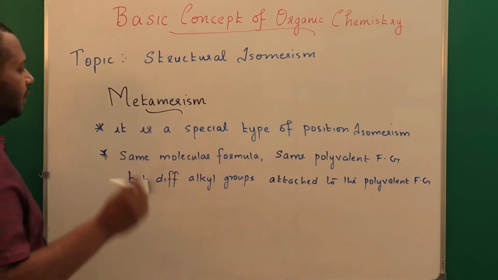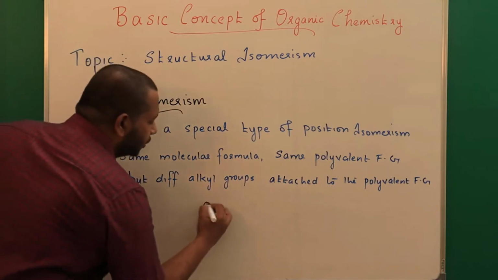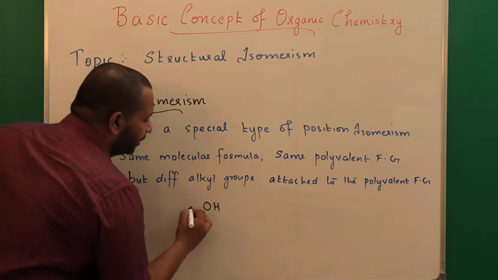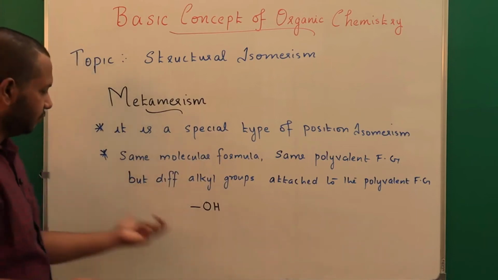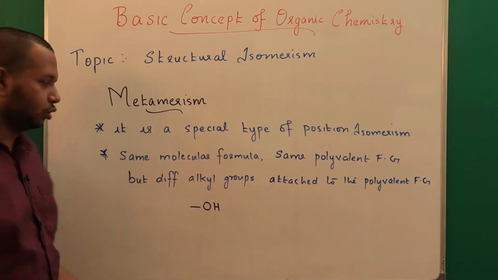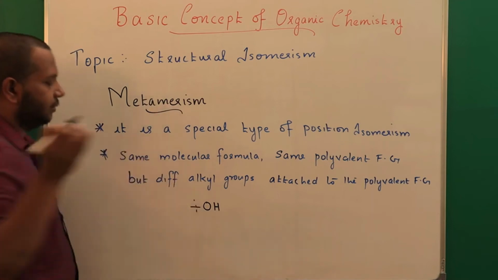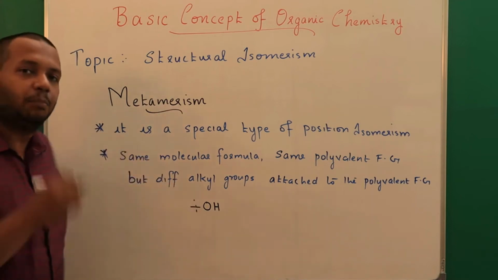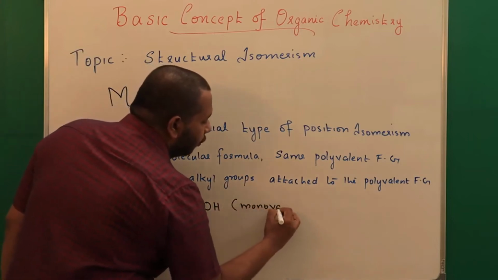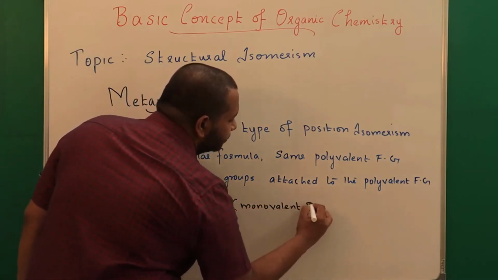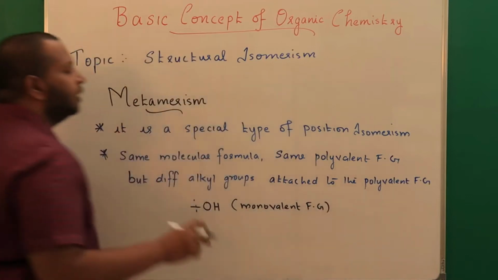Let's see here. You have a functional group like OH. Now tell me, how many valencies does OH have? That means this OH can be connected to the system or another structure through only this valency, correct? So I can say OH is a monovalent functional group. It is a monovalent Fg.